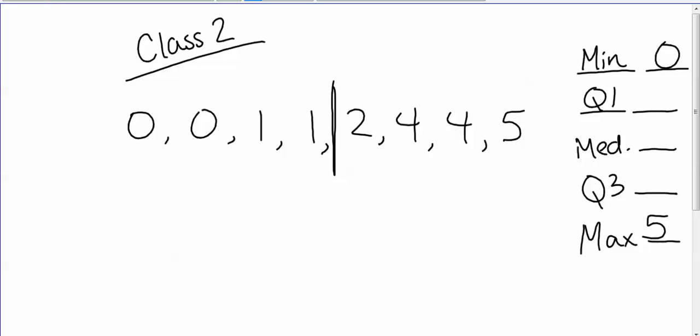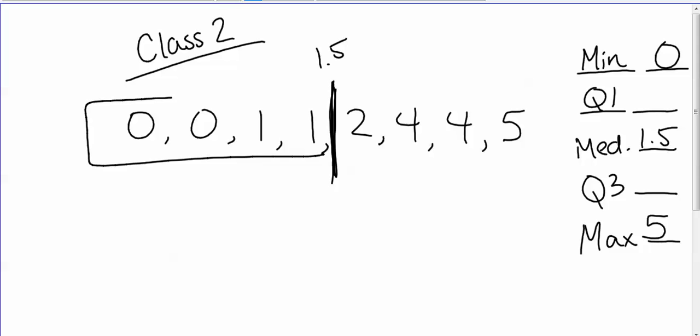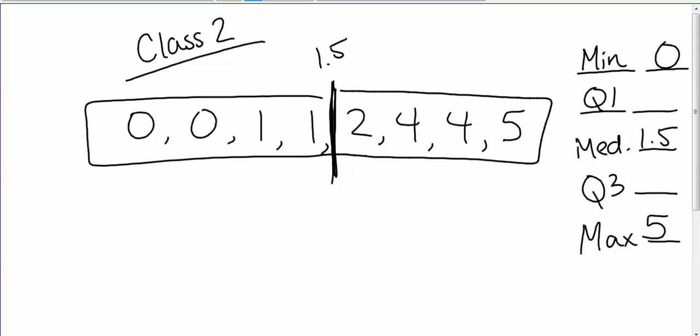So what's between 1 and 2? Well, 1.5. The technical way of getting that is add these two numbers and then divide by 2. So 1 plus 2 is 3, 3 divided by 2 is 1.5. So our median is 1.5. Let me clear that circle I made off. Let me rewrite median because I just erased it. So 1.5 is now where the split is between our lower 50% and our upper 50%.